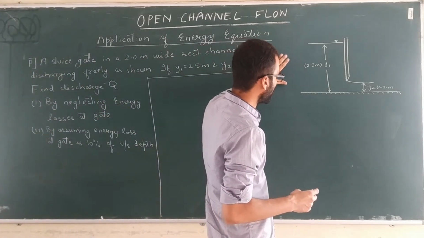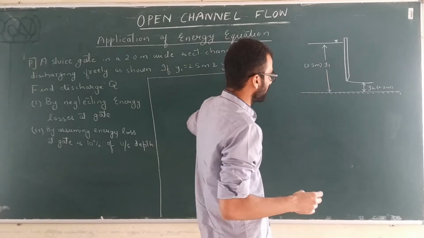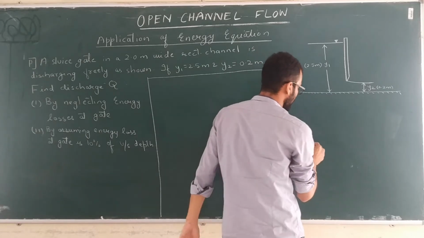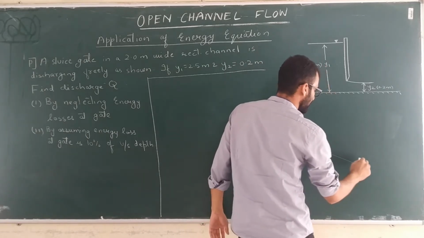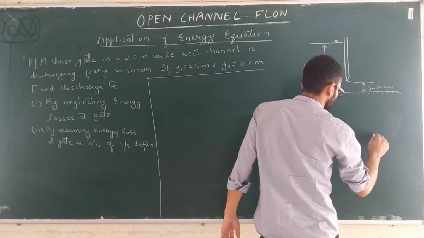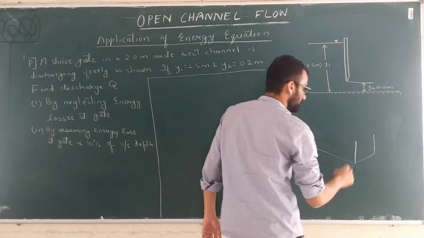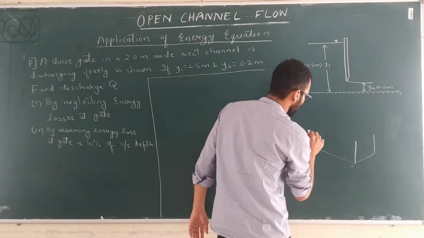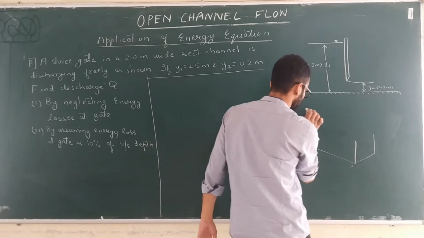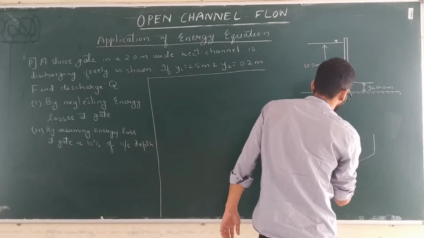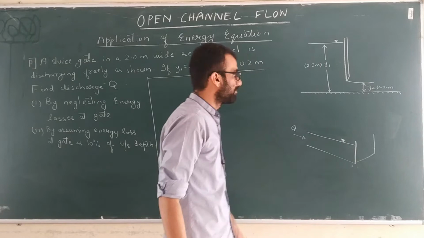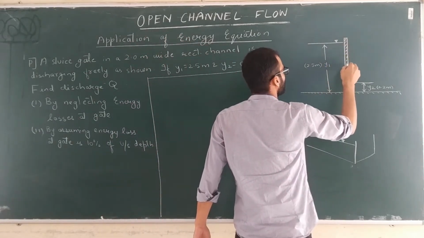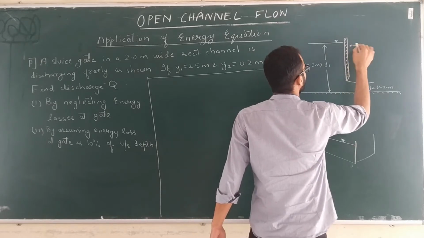What we are given is a rectangular channel. Now this is the side view of that channel. If you want to understand in three dimensions how the flow is taking place, let's say this is your channel and it is rectangular, like this, and open channel flow is coming here. Now what we have done here is we have placed a sluice gate. This is called a sluice gate.